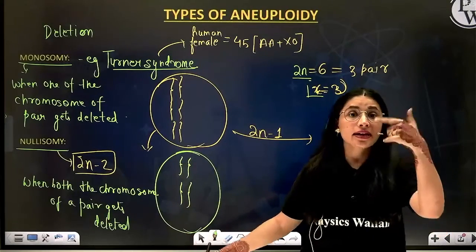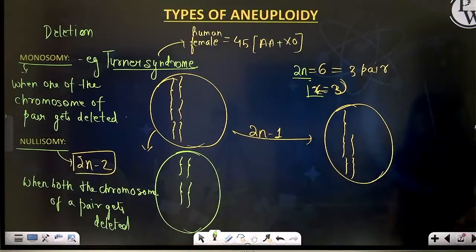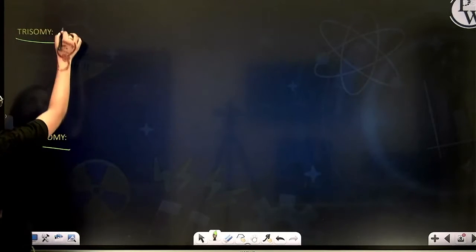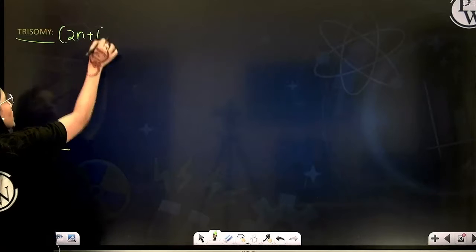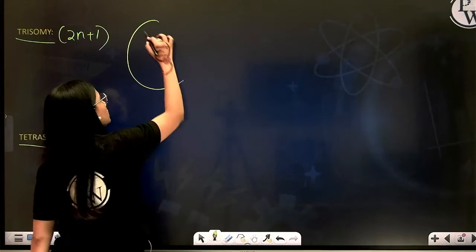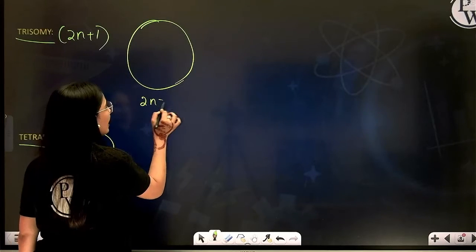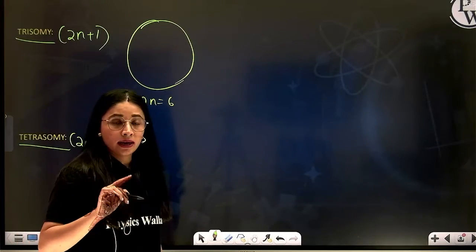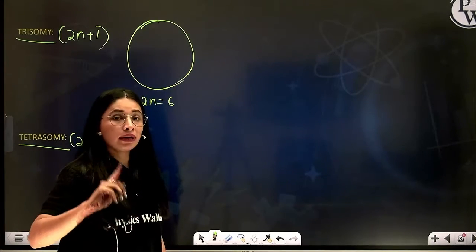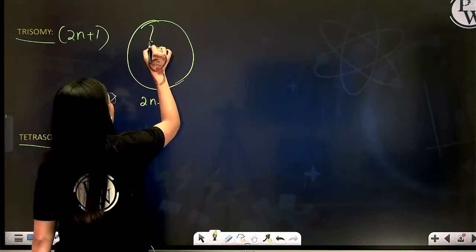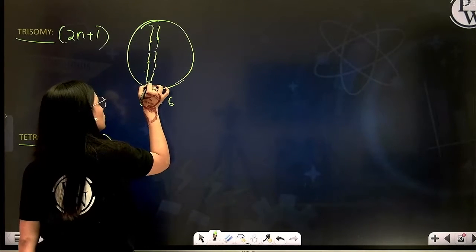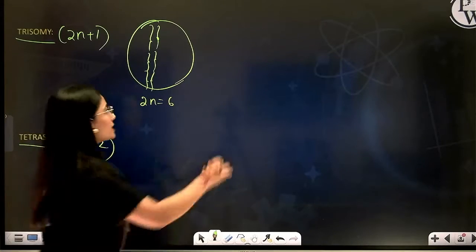Next is addition type of aneuploidy under the heading trisomy and tetrasomy. Same thing, 2n plus 1. Here 2n plus 2. So what was the actual condition? Actual condition cell is having total 6 chromosome. That means 3 pair or 2 complete set is having 3 pairs of chromosome represented like this. 1, 2, 3. Now what is 2n plus 1 condition?